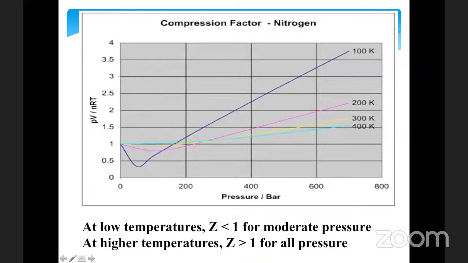So at low temperature, Z is less than 1 for moderate pressure, and at higher temperatures, Z, that is the compression factor, is greater than 1 for all pressures. Look at it, greater than 1, and for this one, it is less than 1. This one is almost 1 here, and at this point it is 1. Looking at 300 and 400 Kelvin, it is almost 1.